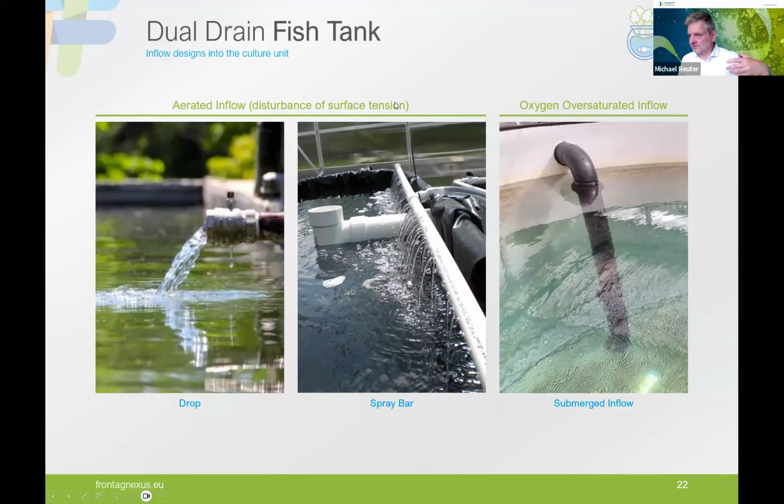But if we have high fish density systems, we will use oxygen. And then we don't want to get the oxygen-rich inflow water in contact with the air, because then we would lose the saturated oxygen out of the water. That's why in oxygenated inflows, we usually see that they are submerged in the culture tank, so that really all of the oxygen-enriched water gets in the fish tank without getting in contact with the air.